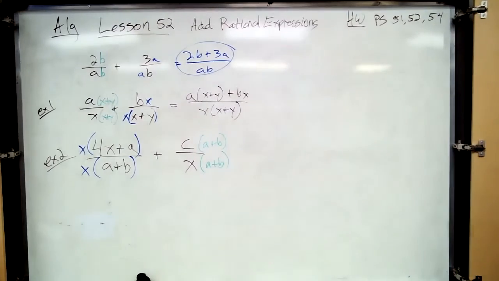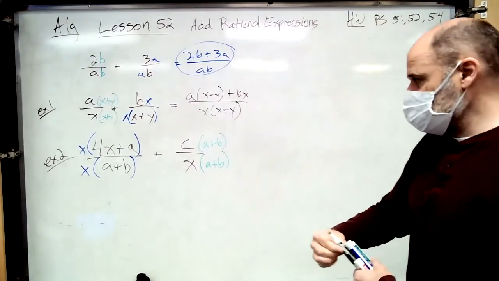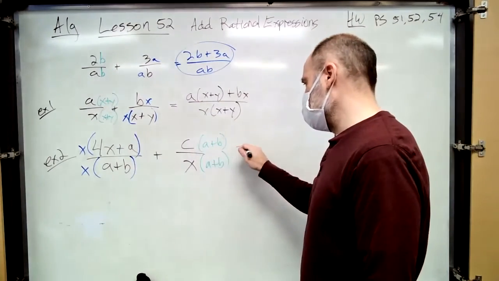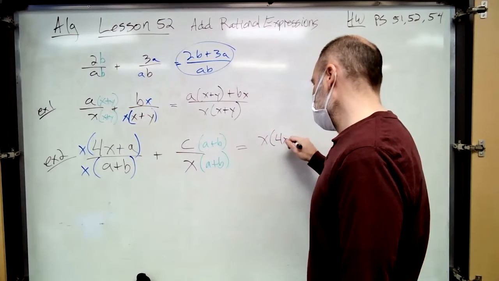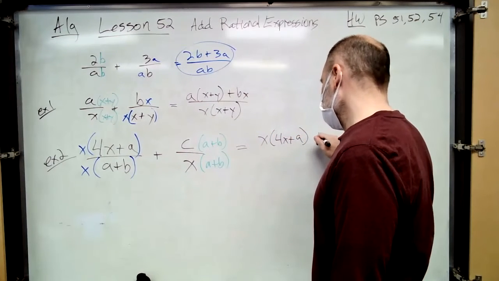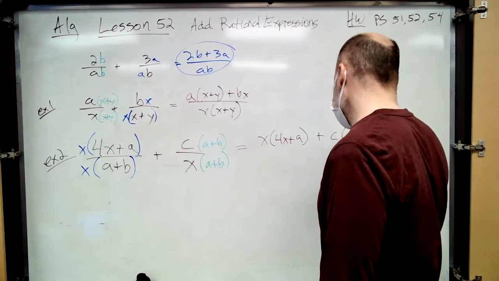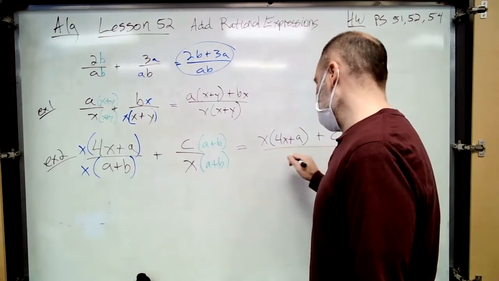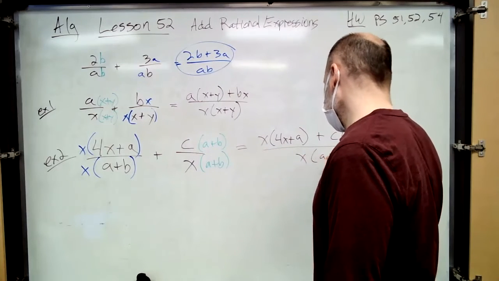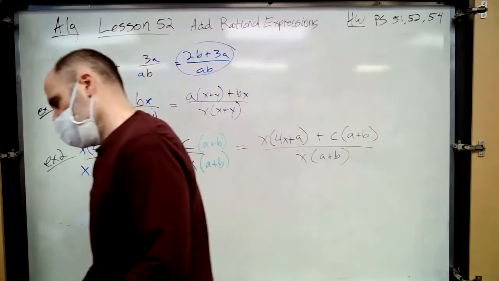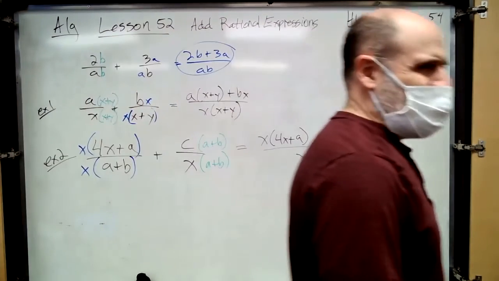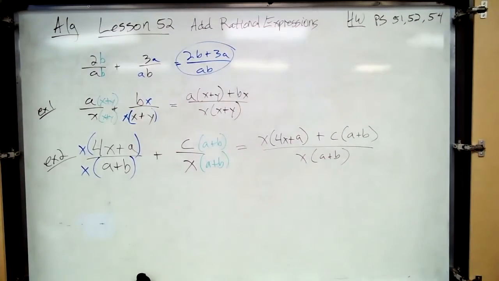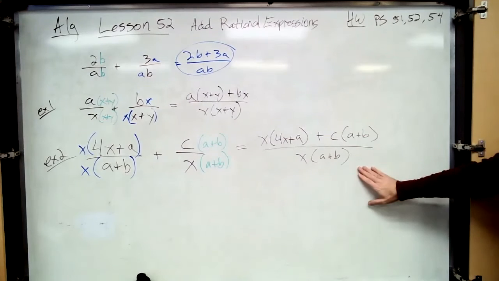Okay? All right, so now we've got this situation, so we can just add across. So x times (4x plus a) plus c times (a plus b), all over that same denominator, x times (a plus b). All right, so I think you can stop here, but is this simplified?